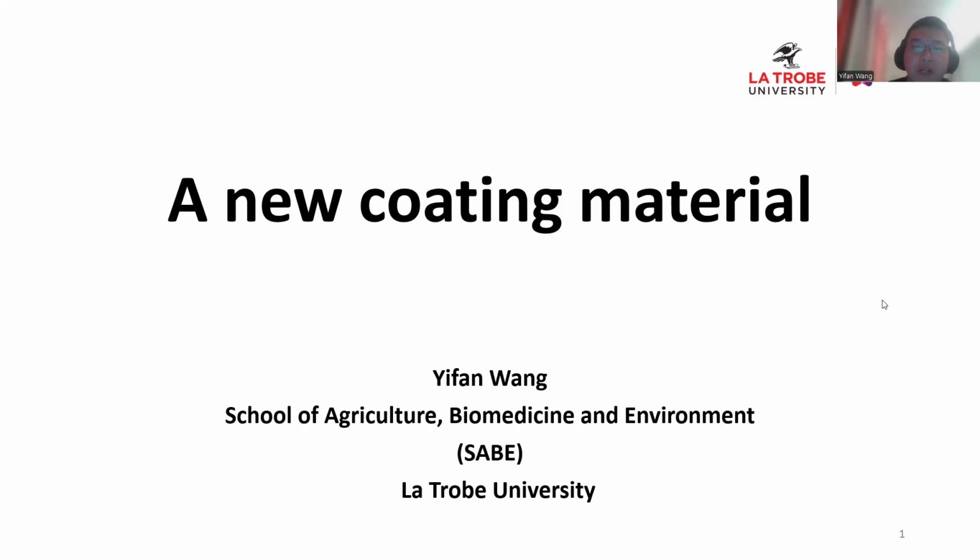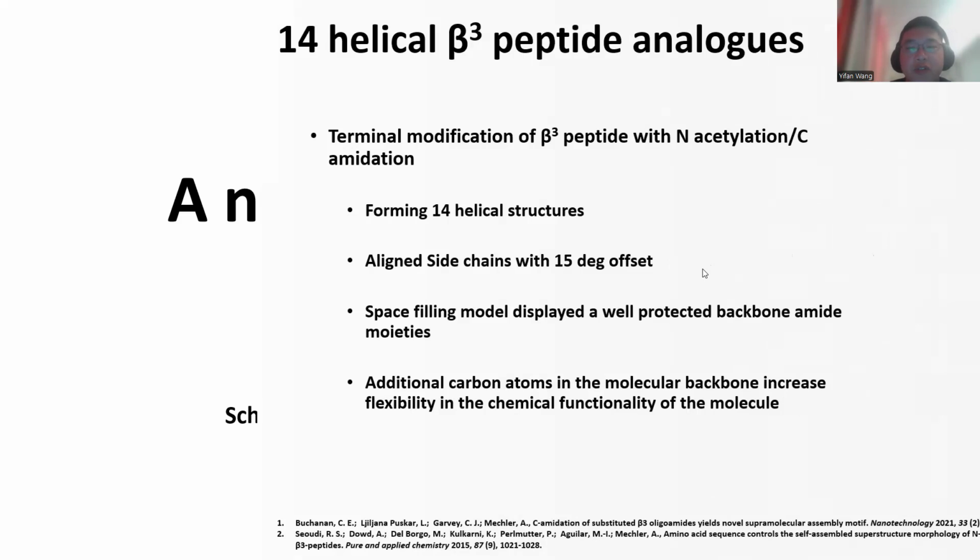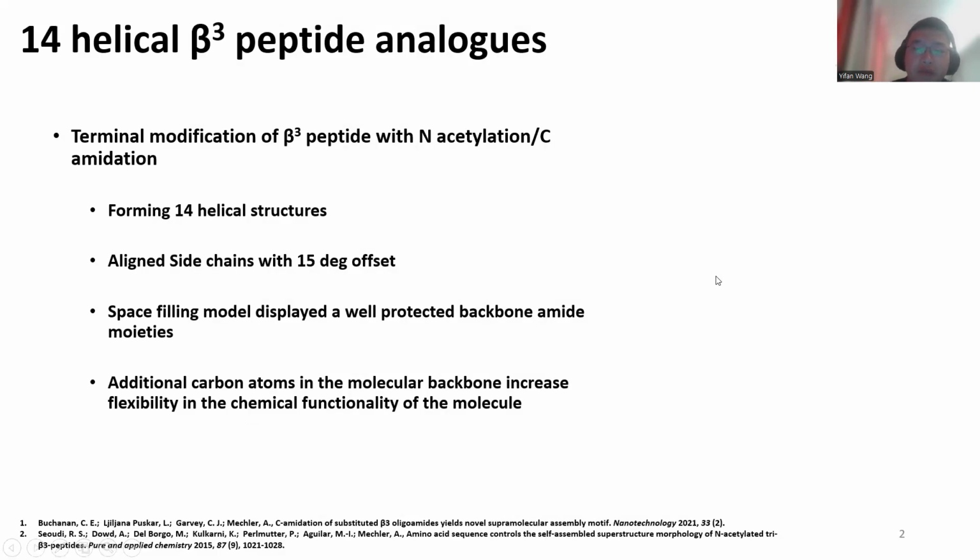In this video, I would like to introduce a new coating material. The surface coating solution we will develop in the frame of this grant is based on a material called beta-3 peptide analog. This peptide analog resembles both polymers and peptides, offering extremely versatile building blocks for nanostructured materials.